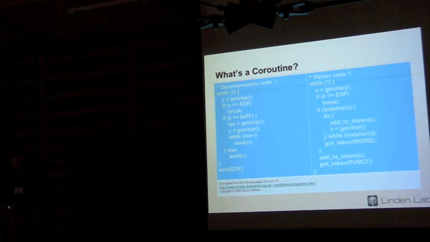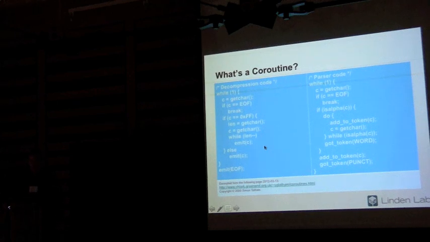On the left, we have a bit of decompression logic for a simple compression scheme: flag byte, length count, and the character to repeat. So you pick up the character, stop at EOF, if it's the flag byte, you get the repeat count and the character to repeat. For that many times, you emit the character. If it's not the flag, just emit the character and loop back.